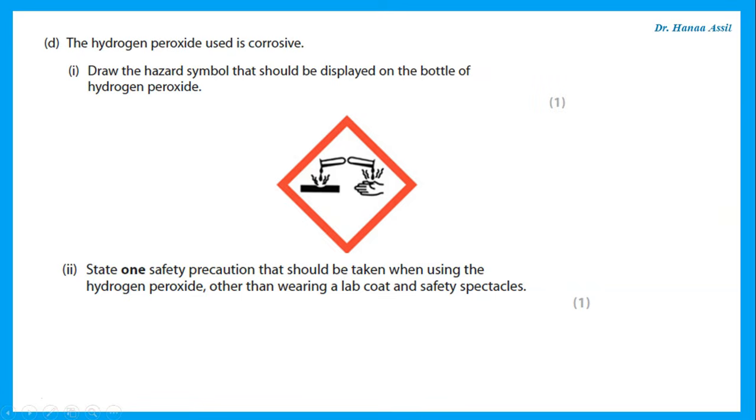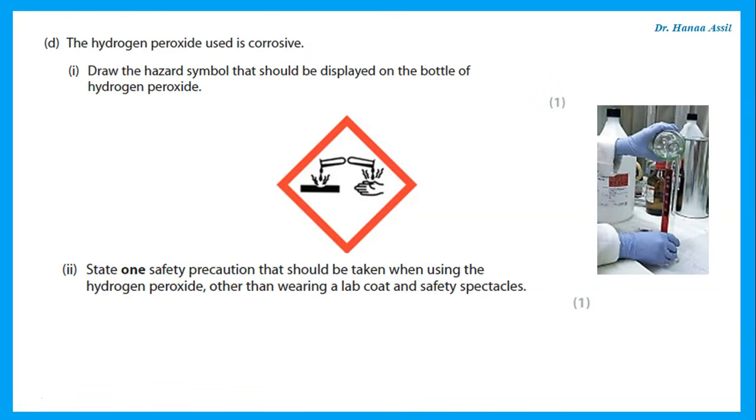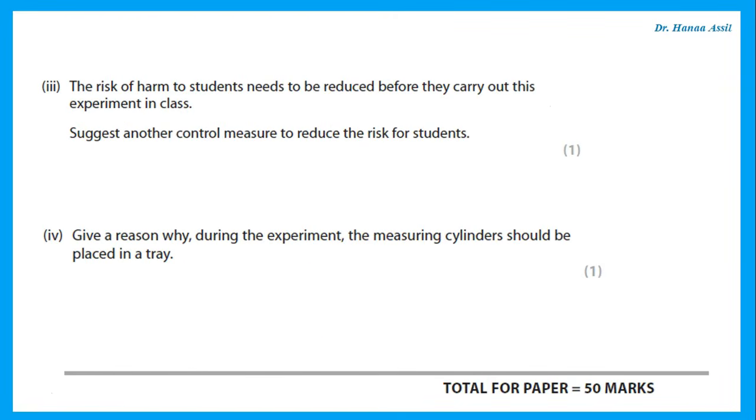State one safety precaution that should be taken when using hydrogen peroxide other than wearing a lab coat and safety spectacles. If I'm working with something that is corrosive, what safety precaution should I use? Of course, we should wear gloves when working with anything that is corrosive.